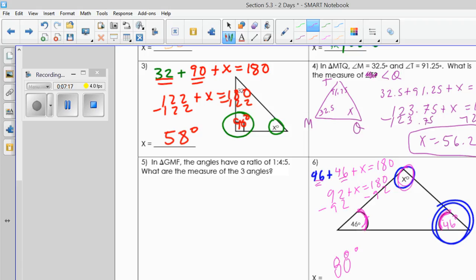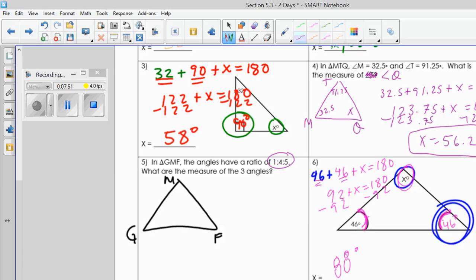Number 5 says in triangle GMF, the angles have a ratio of 1 to 4 to 5. That's what this means. It says, what are the measures of the 3 angles? So we have a problem that's going to require us to draw out a picture. So I go GMF. Now, if you notice, they did not give us our angle measures. They didn't say that angle G is 42 or angle M is this. They tell you that the angles are in a ratio of 1 to 4 to 5.